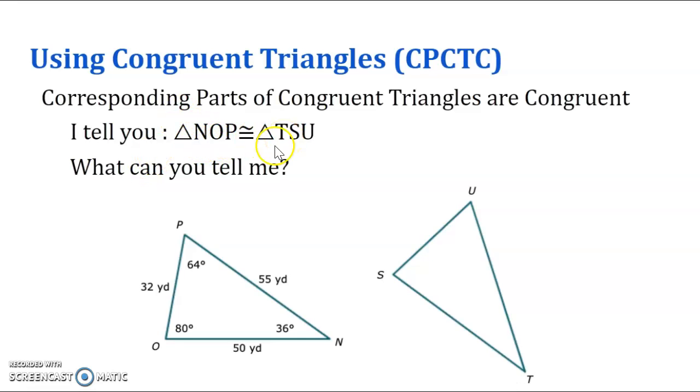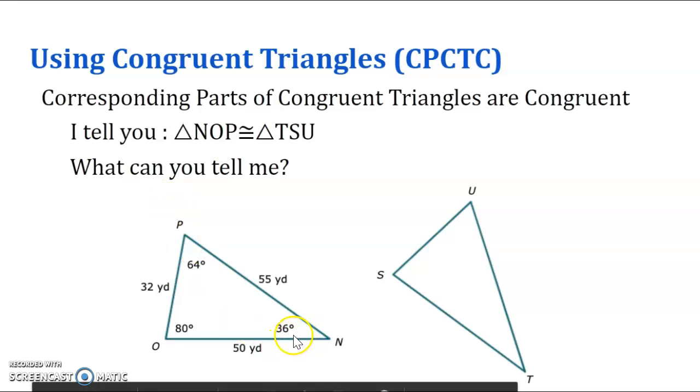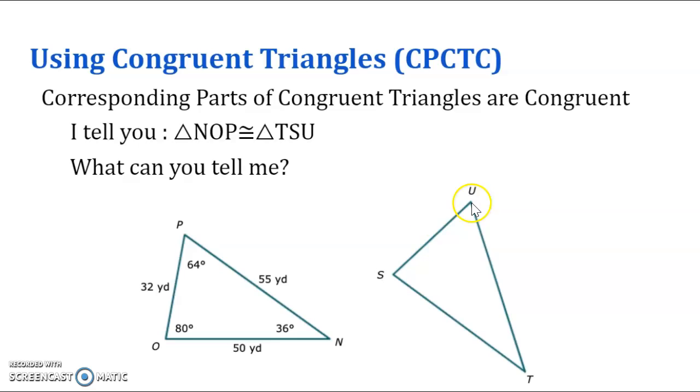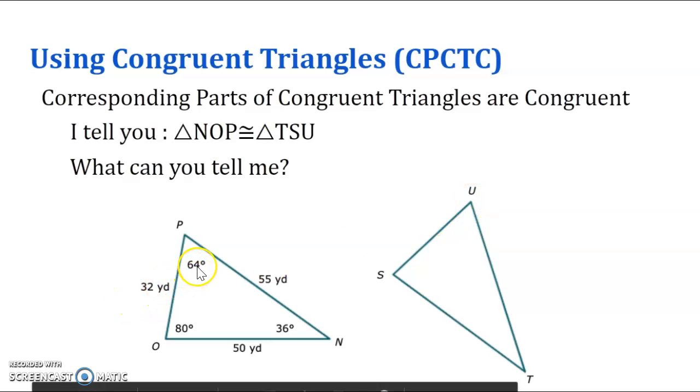Looking at this, angle N corresponds to angle T. Angle N is 36 degrees, so angle T has to be 36 degrees. Angle O corresponds to angle S, so if angle O is 80 degrees, angle S has to be 80 degrees. And angle P corresponds to angle U, so if angle P is 64 degrees, then angle U has to be 64 degrees in measure.